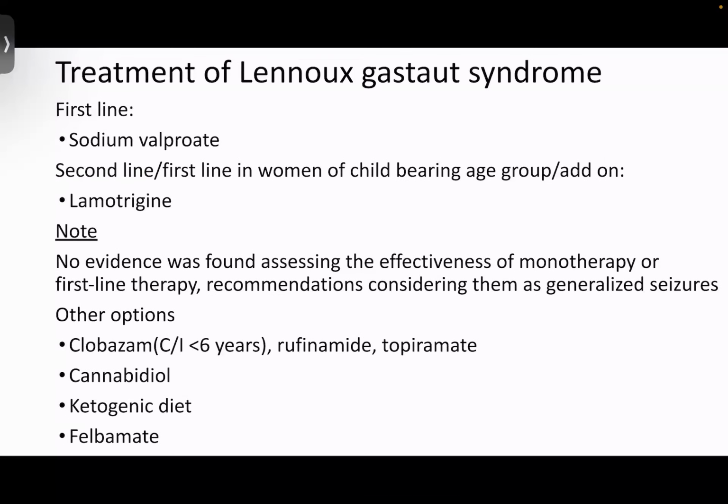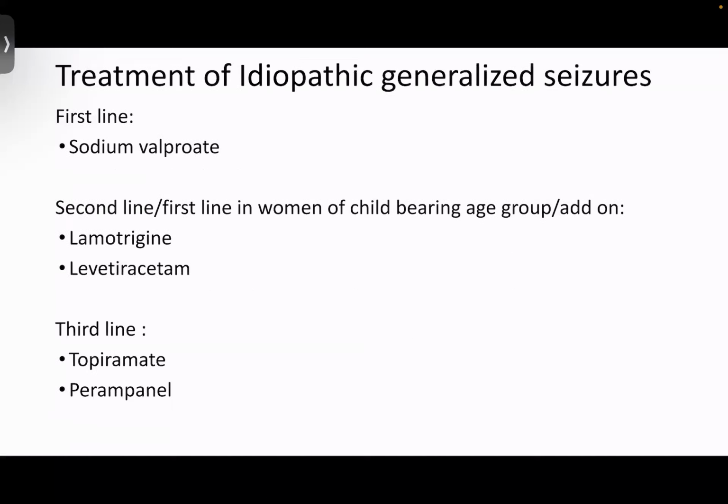Treatment of Lennox-Gastaut syndrome. Again, sodium valproate is the first line and lamotrigine is the second line. Other options which can be tried are similar to Dravet syndrome, like clobazam, rufinamide, topiramate, cannabidiol, ketogenic diet, and felbamate can also be tried.